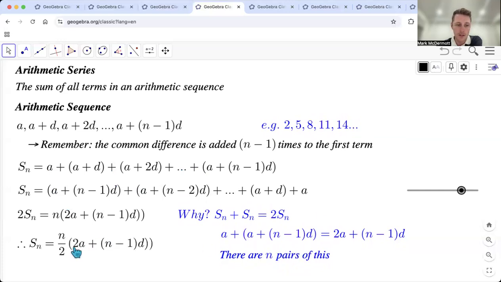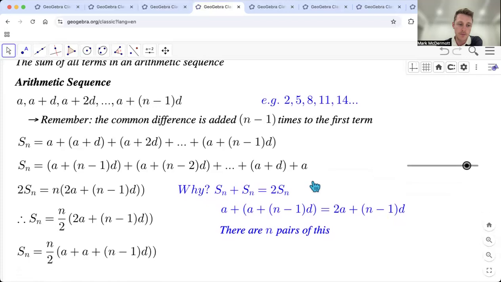And so what we can say is we're going to have n groups of 2a plus n minus 1 d. So that gives us what 2 S sub n must equal. And then we just divide both sides by 2, so we get this. Interestingly enough, the arithmetic series is n over 2 multiplied by 2a plus n minus 1 d.